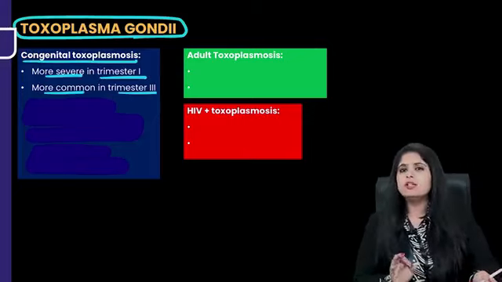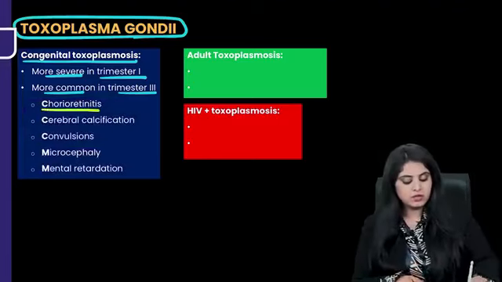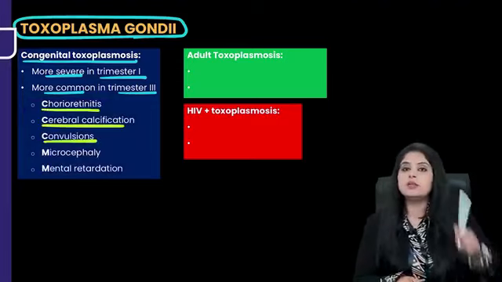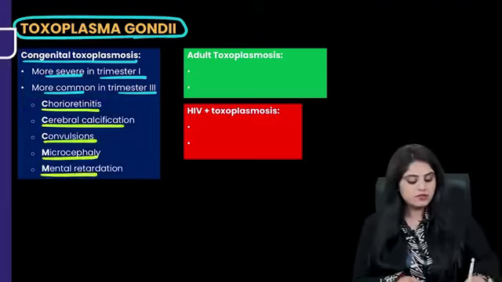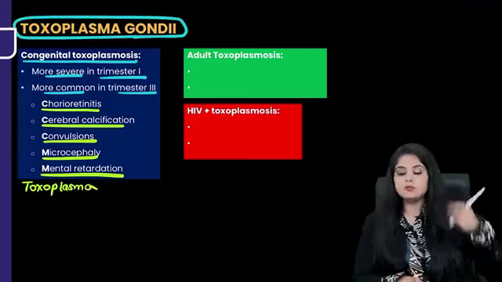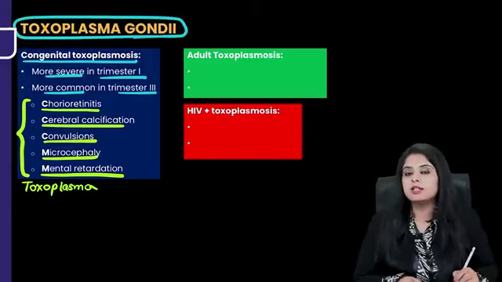And what is that 3C and 2M that we study? So this is what you study in toxoplasma: chorioretinitis, cerebral calcification, and because of that there are convulsions. There's microcephaly and also mental retardation. I hope you remember this from your main lectures, that toxoplasma, because ये जो same चीजें लिखा है ना, all of these are also seen in cytomegalovirus happening in the child.